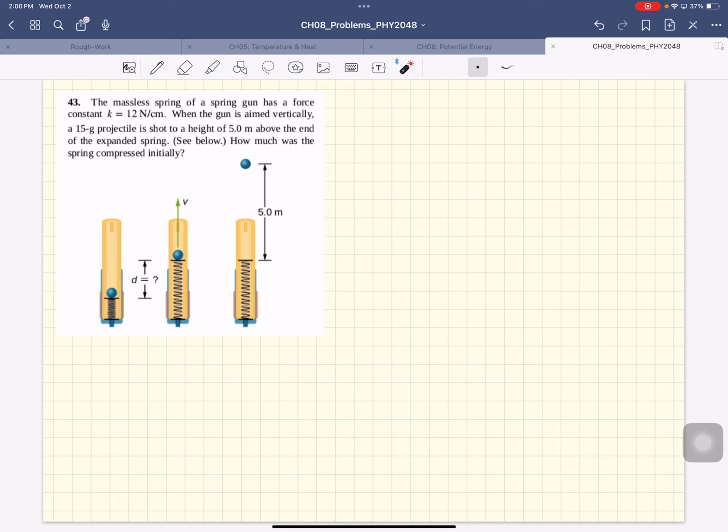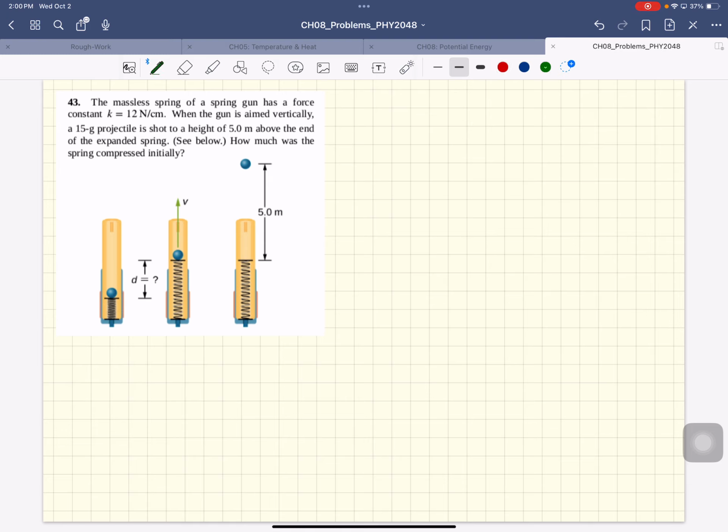All right, so as the ball moves in the vertical direction, its gravitational potential energy changes. And this problem involves gravitational potential energy. It also involves spring potential energy. Okay. So this problem says the massless spring of a spring gun has a force constant of 12 newtons per centimeter.